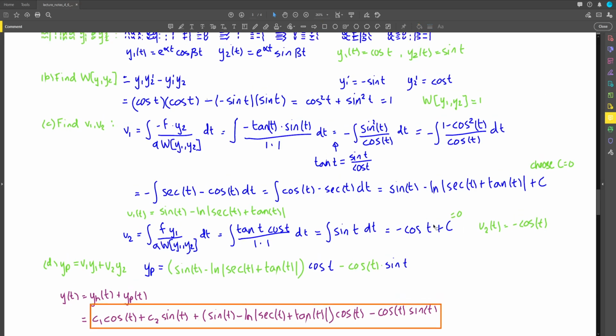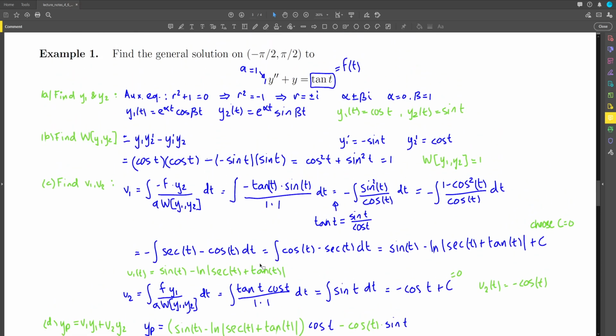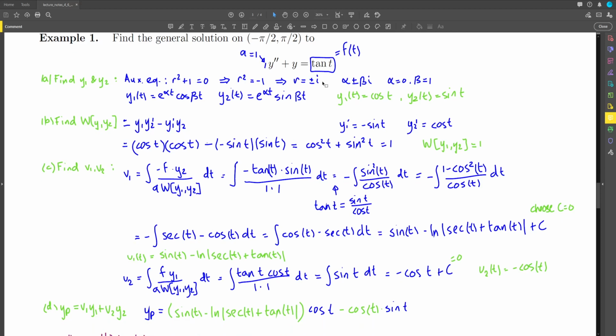Now, one thing to note when we look at this differential equation is that it cannot be solved by the method of undetermined coefficients, because this right-hand side is not of the form e to the power rt, or a polynomial of t, or some kind of linear combination of cosine and sine. So this really is the only way to solve that with the methods that we have seen so far.